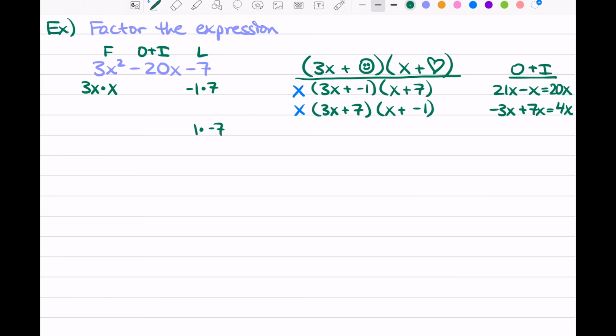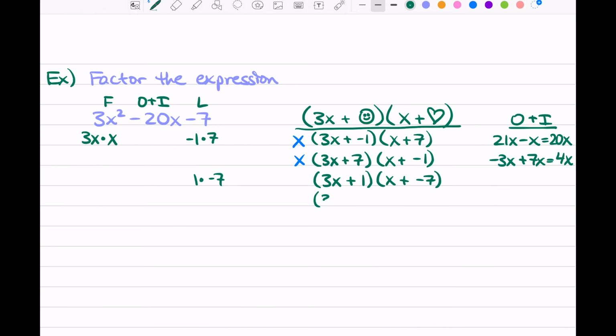All right, we'll have to try our second pair of numbers here. So we have 3x plus 1 times x plus -7. And another option would be 3x plus -7 times x plus 1. Again, recognize that we have two different options here. They're not the same thing. So let's look at our O plus I.